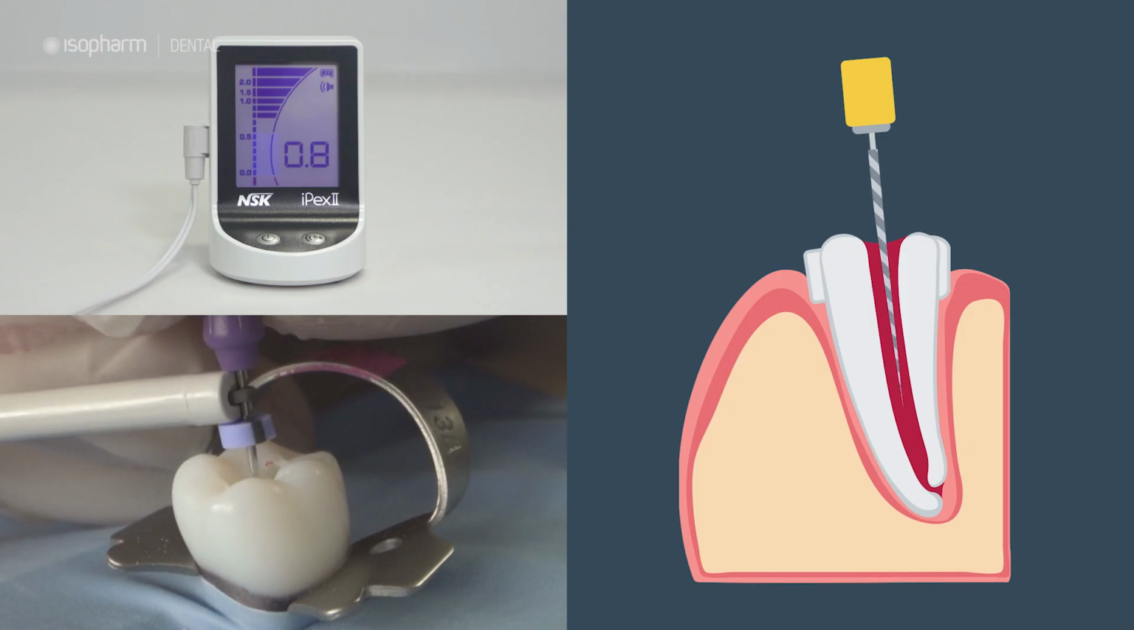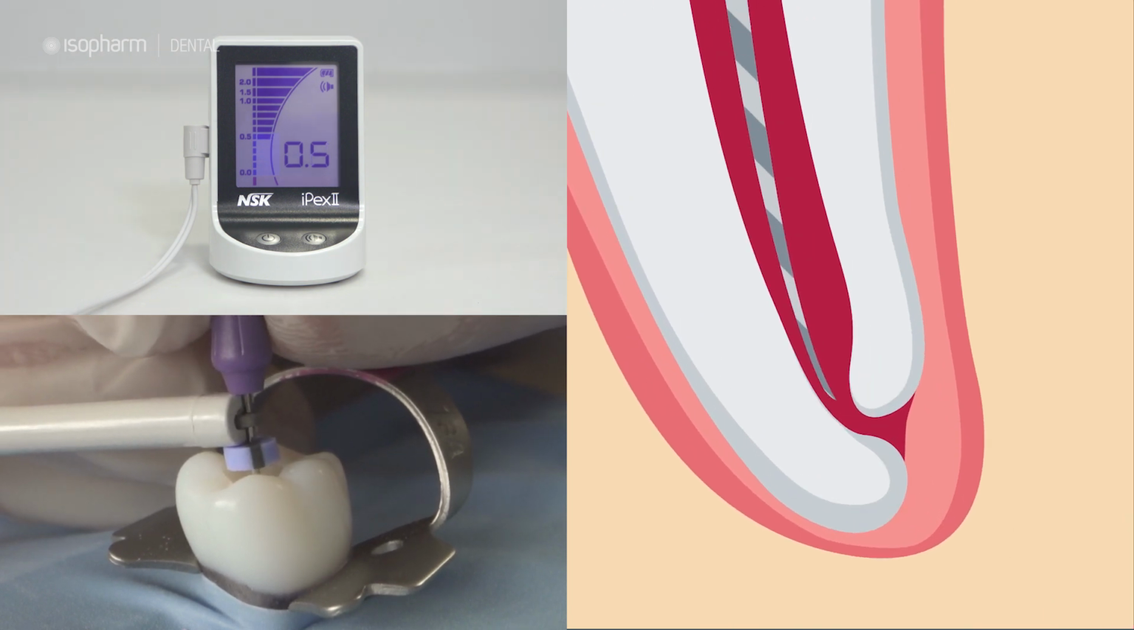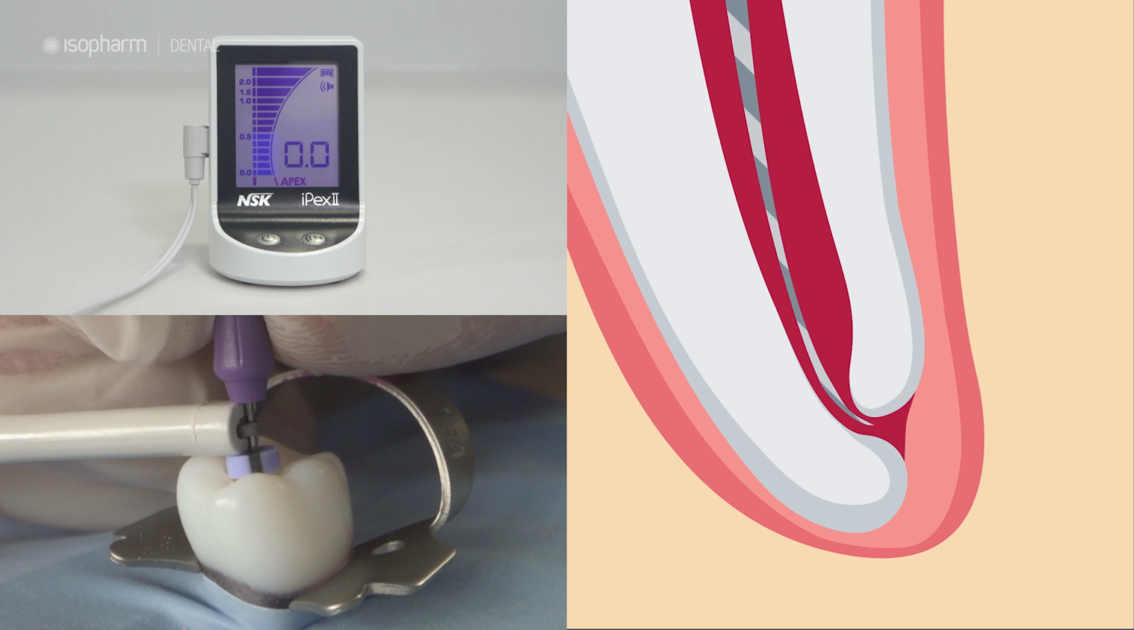Your apex locator is most accurate when the file has just exited the apical foramen. And at that point, depending on your apex locator, you will see something along the lines of apex or over or a little red flash. So when you are using your apex locator, generally a size 8 or 10 file is the best approach, and work that gently down the root canal. And as you can see from the video, you'll see the apex locator start to track as you get closer and closer to the apex.